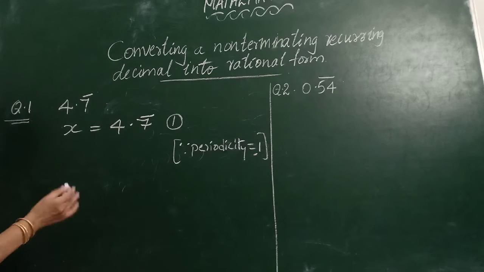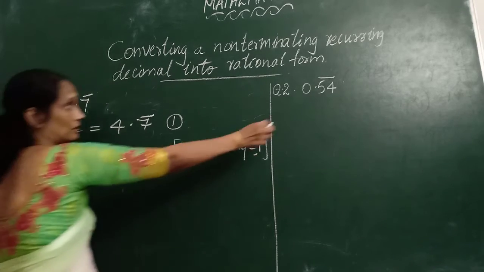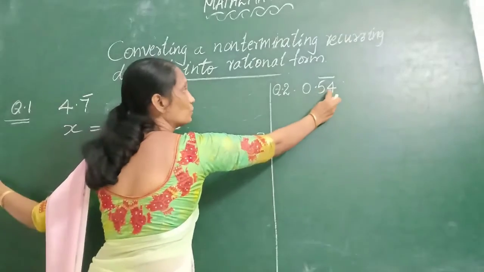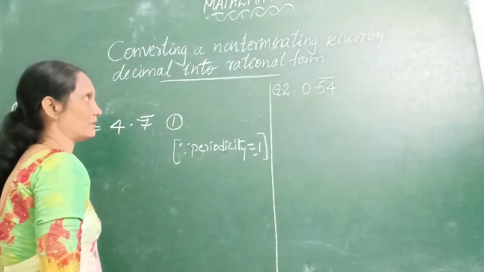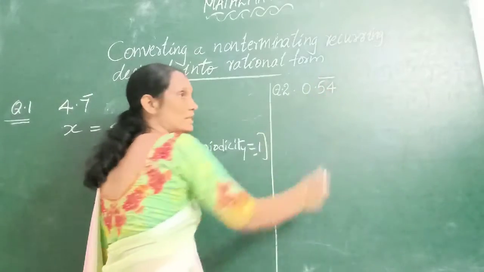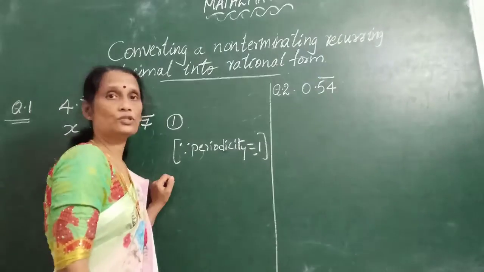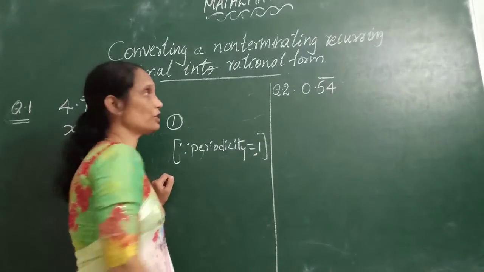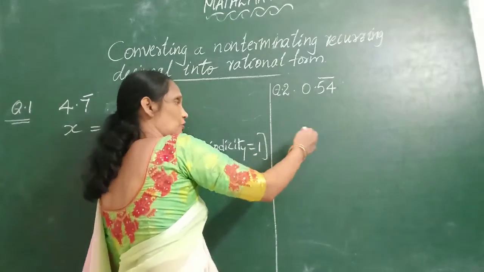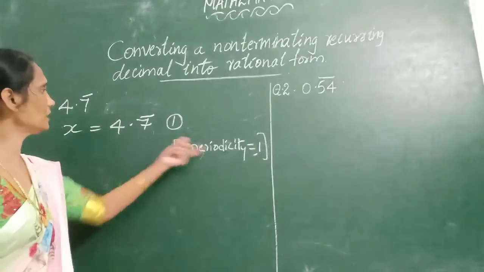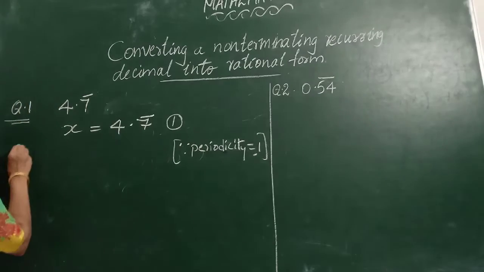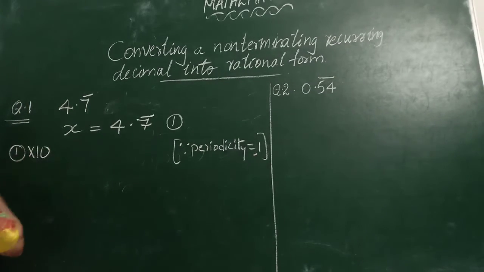If the periodicity is 2, here see this question. Here there are 2 digits repeating, 5 and 4. Under the bar 2 digits are there, means 5, 4. So the periodicity is 2. So we should multiply both sides of the equation by 100. Here the periodicity is 1, so we have to multiply by 10.